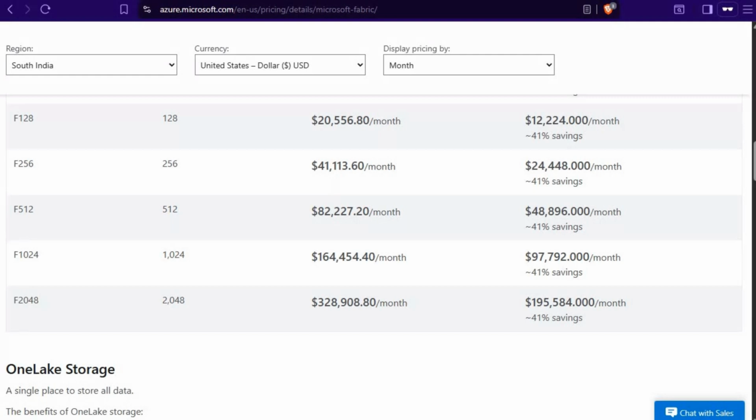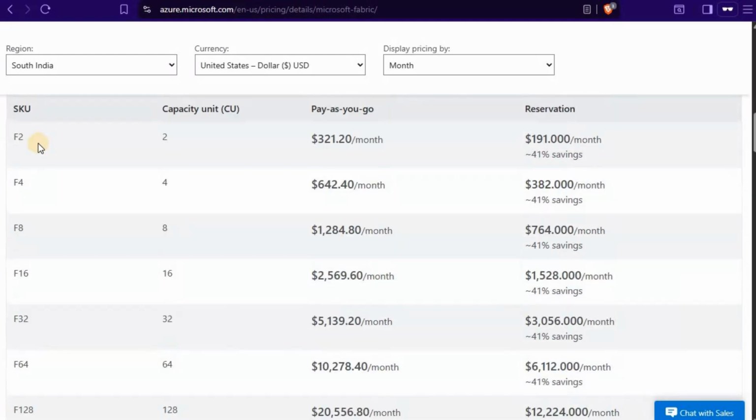Let's look at the cost for these SKUs. We will consider both pay-as-you-go prices and 1-year reserved prices. The smallest capacity here, as we know, is F2. On a pay-as-you-go plan, F2 costs close to $321.20 per month. The main thing you need to keep in mind is that you need to select the appropriate region and then the display pricing by. If you select a different region, the cost that you see here can differ.